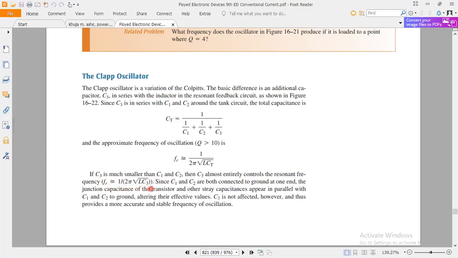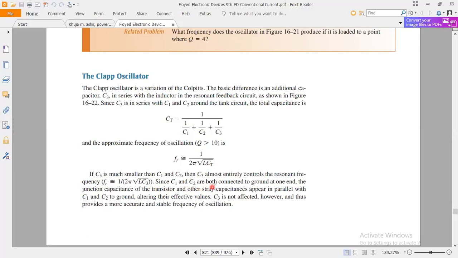That's the reason that instead of CT, we only use C3 in the resonant frequency formula, and the resonance frequency is controlled by only a single capacitor, that is C3. But C2 and C1 are also retained there to maintain all the other things.